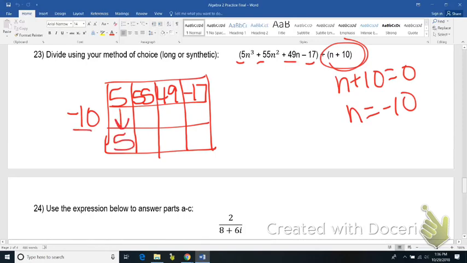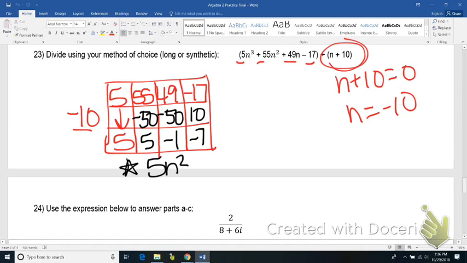So you would want to make sure that you actually put negative 10 out front. First one always drops straight down, and then it's just multiply, add, multiply, add. So negative 50, this becomes a 5. Negative 50, negative 1. 10, negative 7.